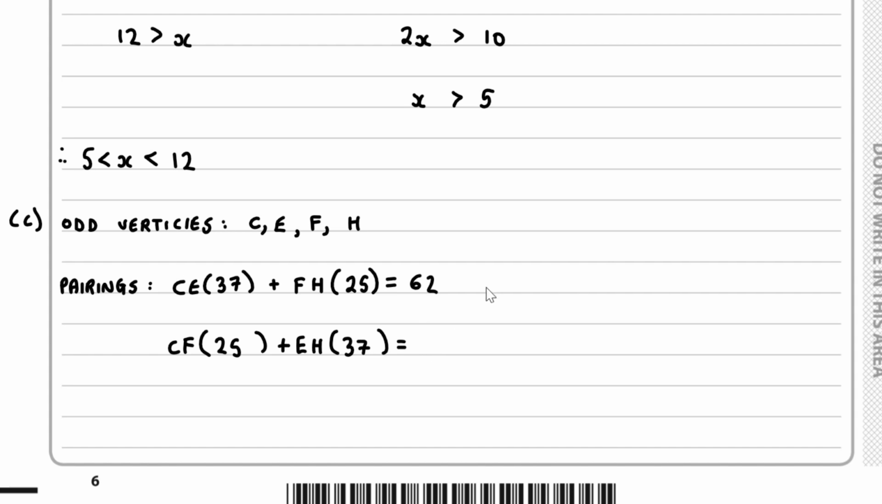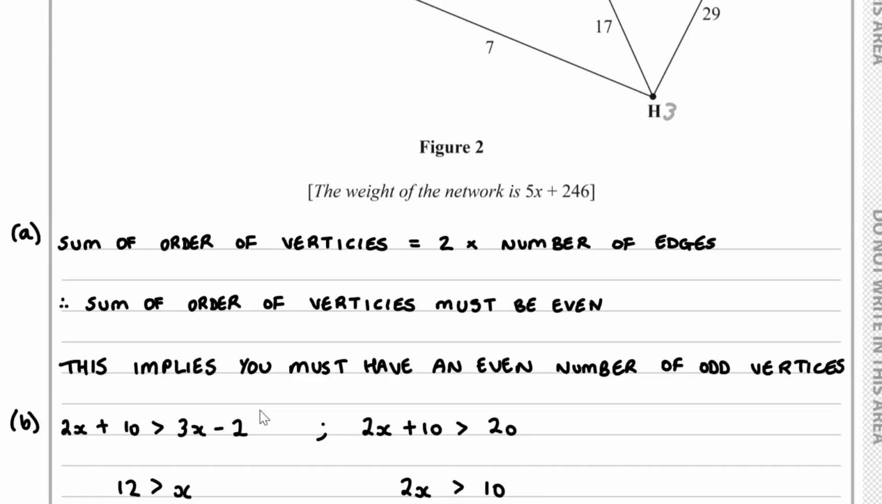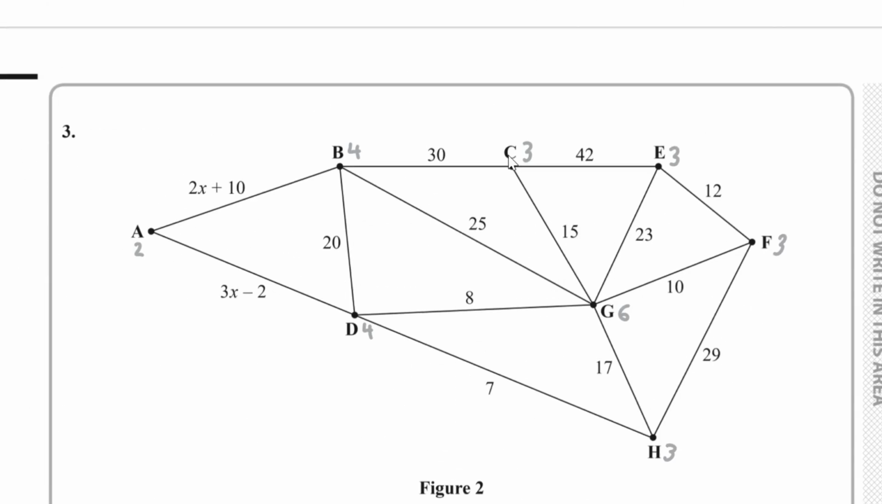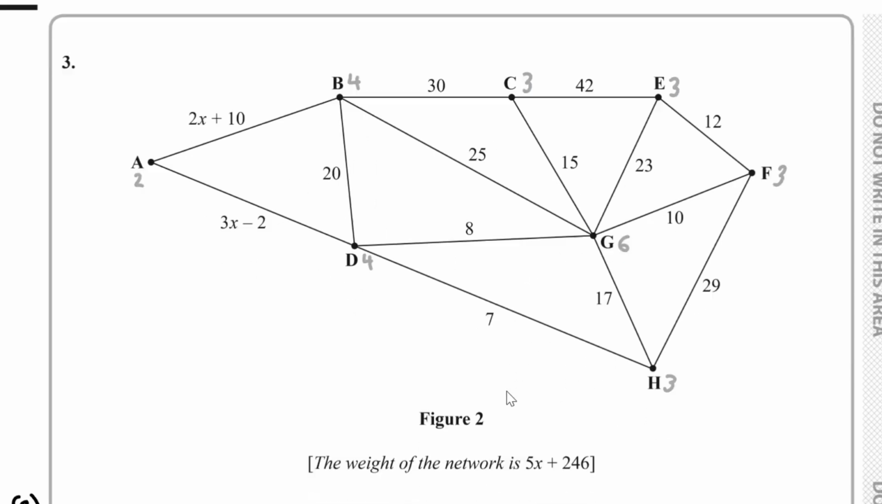So adding these together, 25 plus 37, that's 62. And then another way we can get there, sorry, the final pairing will be CH, and then we've got EF. So CH, starting at C, finishing at H, we could go to G, and then we could go to D, and then we could go to H. So here we've got 15 plus 8 plus 7, so that's going to be 30.